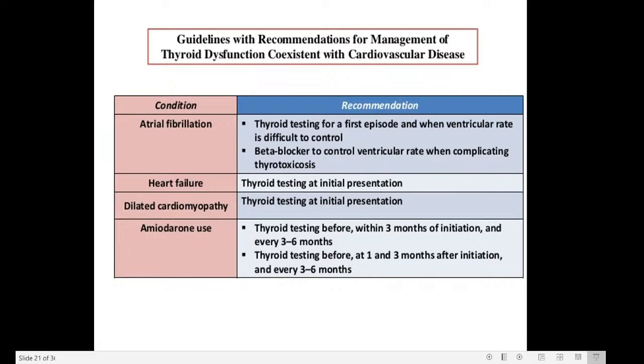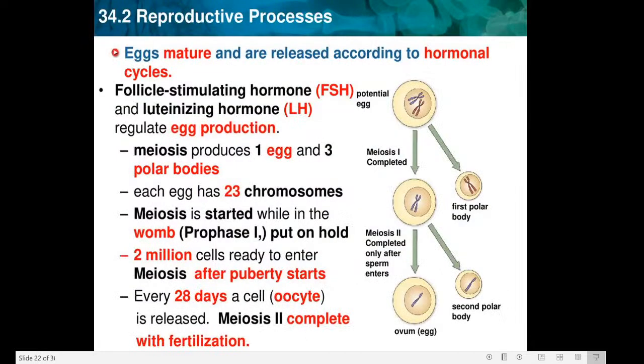When the thyroid level becomes low, there is no metabolism happening in the heart, so there is heart failure. Then dilated cardiomyopathy, then amiodarone use. These are all things involved in hormone-based activities.